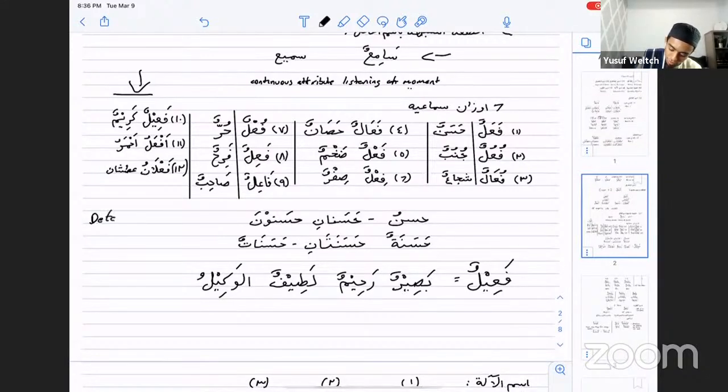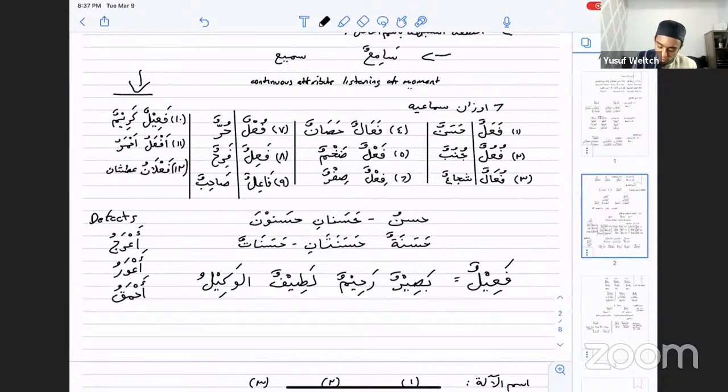So let's say defects. We have a'raj, a person who's lame, they have a problem walking. A'war is one of the descriptions of the Dajjal, that they have one eye, or one eye is injured. And then other things like ahmaq, someone who's foolish, stuff like that. In colors, obviously ahmar, abyad, asfar, all your colors are going to fall onto that.